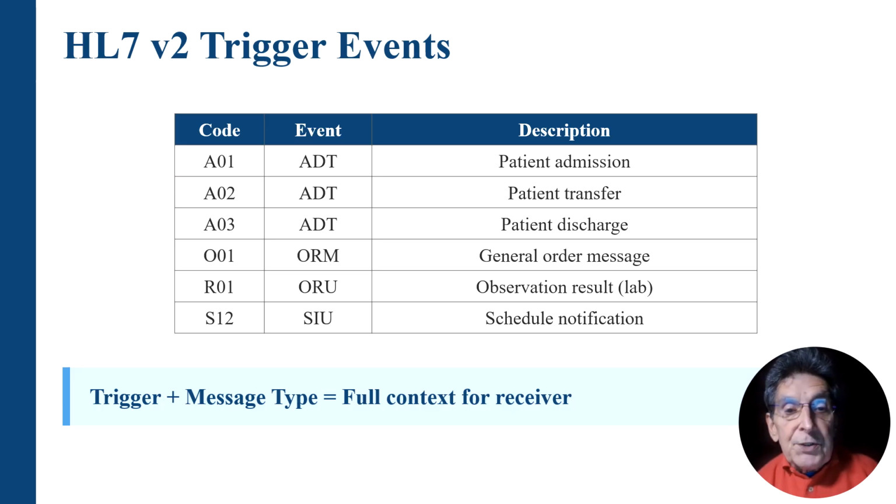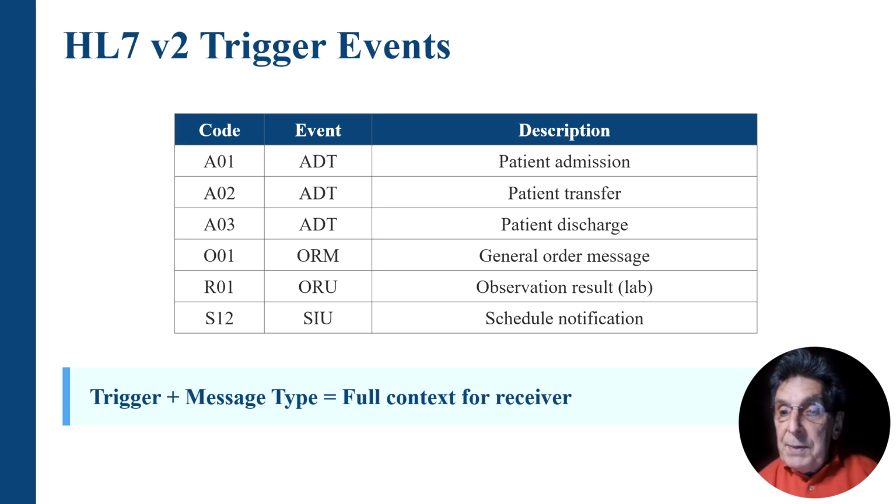A03 is a patient discharge. The patient left the hospital, so it's time to update the census, trigger billing processes, and potentially send records to follow-up providers. Then the O01 is a general order message. Someone placed an order. Could be for a lab test or radiology exam, a medication order. R01 is an observation result, typically from the lab. The lab ran a test and here's the results. S12 is a schedule notification. An appointment was booked or changed.